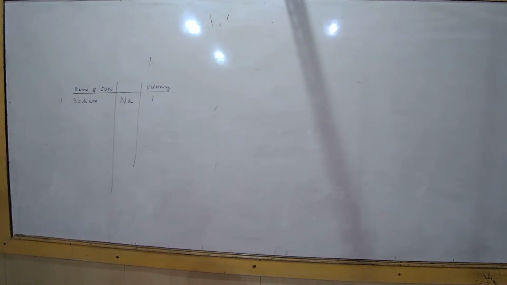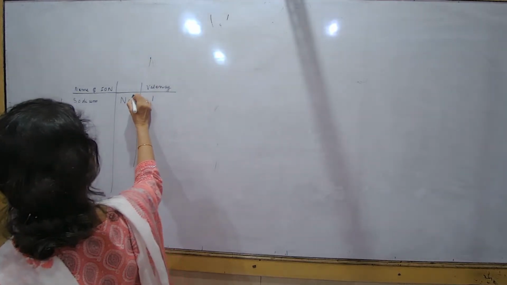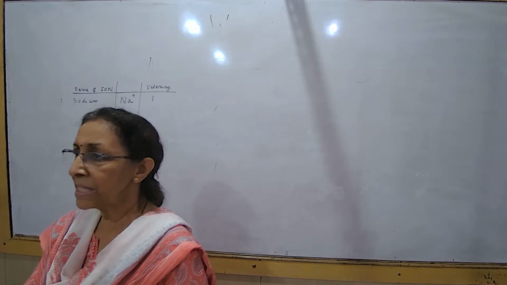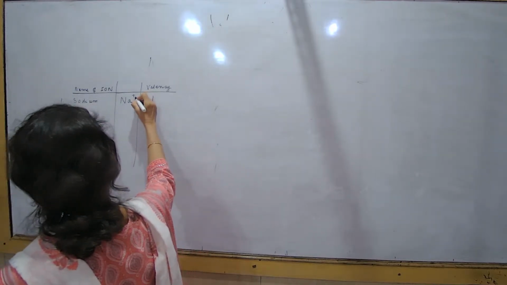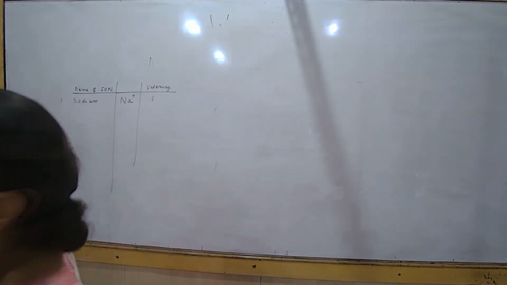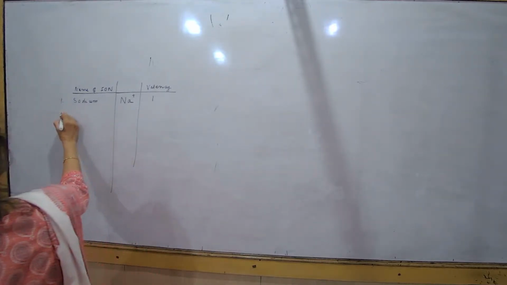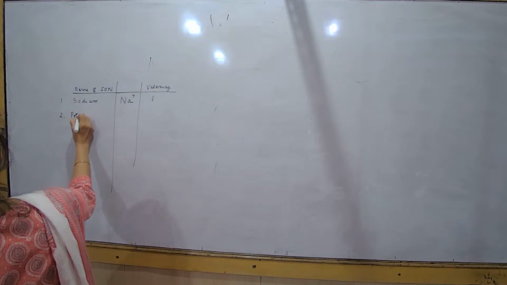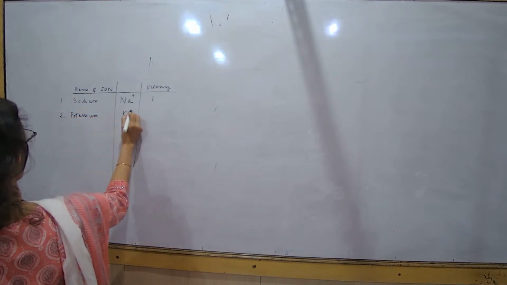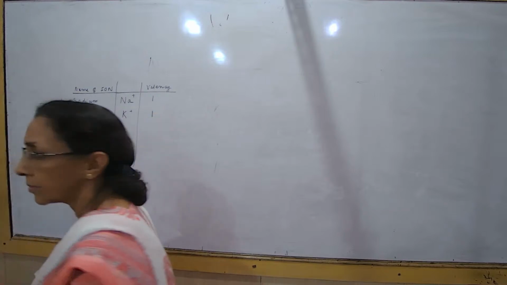So how will you show it? You will write it as Na plus. It's only 1 plus. What does it mean? It means it is plus 1. So you can write it as plus 1 or just put it as plus, which is only 1. Next is potassium. K, because valency is 1.